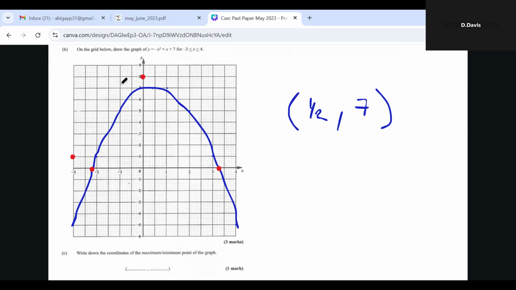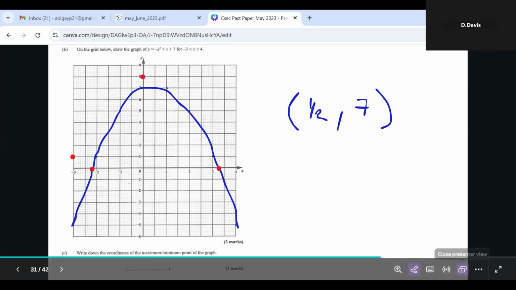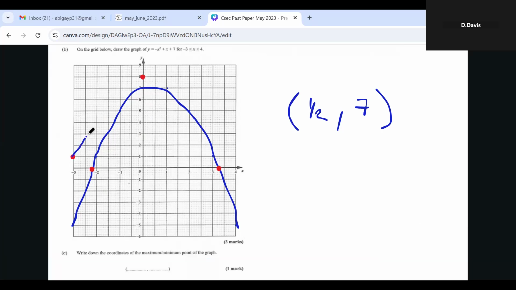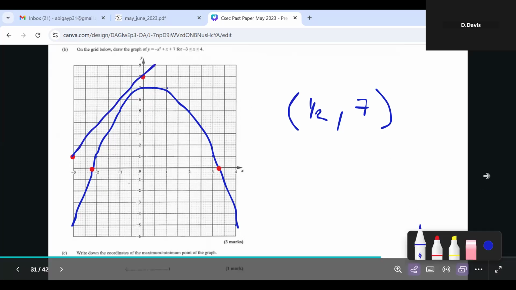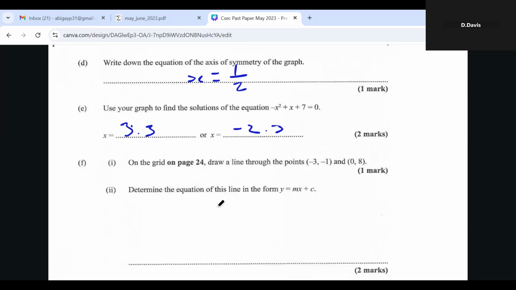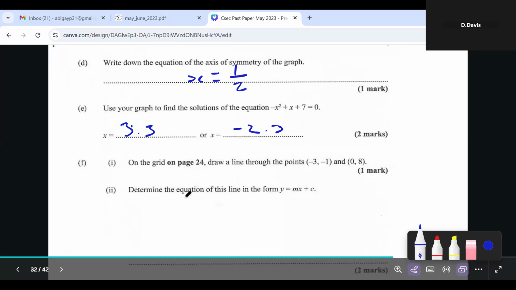So I'm going to draw a line through this blue. If I connect it better. So from here, make sure your line is drawn straight. Ah, there we go. So we're drawing it. Easy, easy, 1 mark. And then determine the equation of the line in the form y equal mx plus c.